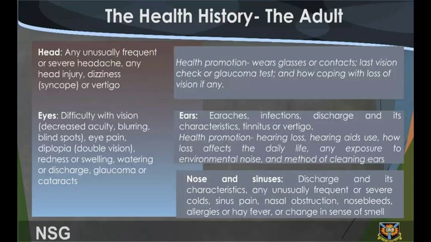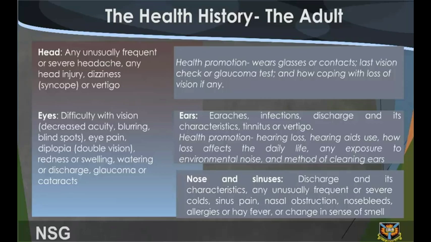Eyes: difficulty with vision, decreased acuity, blurring, blind spots, eye pain, diplopia (double vision), redness or swelling, watering or discharge, glaucoma or cataracts. Health promotion: wears glasses or contacts, last vision check or glaucoma test, and how coping with loss of vision, if any.